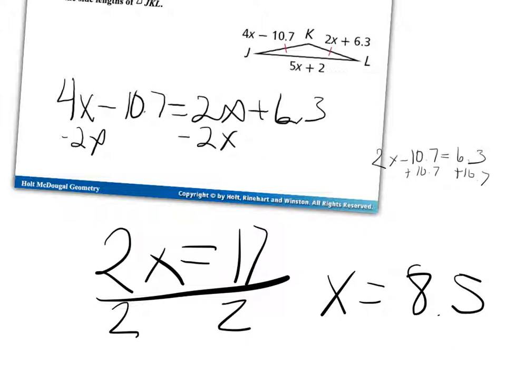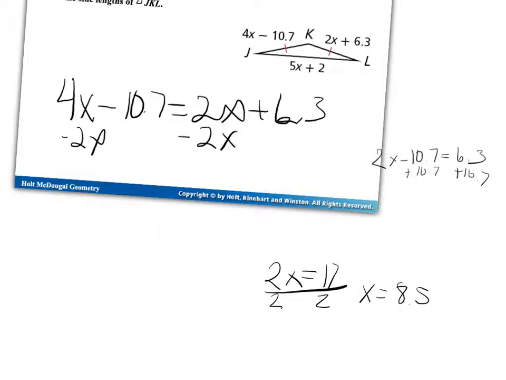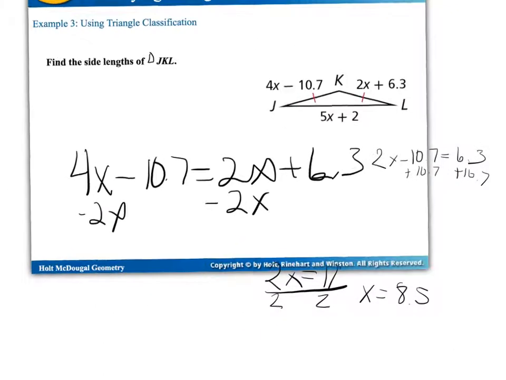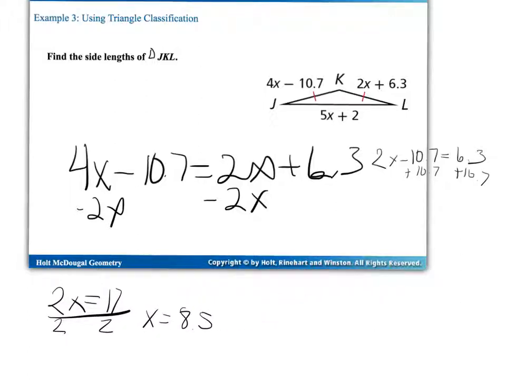So the hard part's done. I found what x equals. Now I just have to put this back into the equations because they want the side lengths. That's what they're asking for. They don't care what x is. So now I just simply have to put in what JK is. JK, I put in 8.5 for x, and I get that it's 23.3. Again, JK is right here. I'm putting 8.5 in for x, and solving, you should get 23.3.